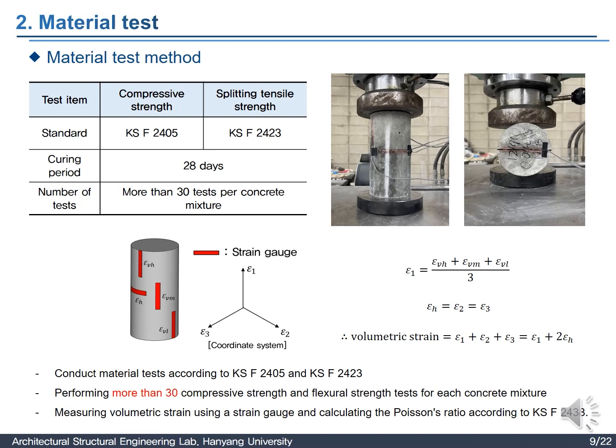Strain gauges were attached to the concrete specimen in the vertical and horizontal directions to measure the strain, and based on the obtained data, Poisson's ratio and volumetric strain were derived.